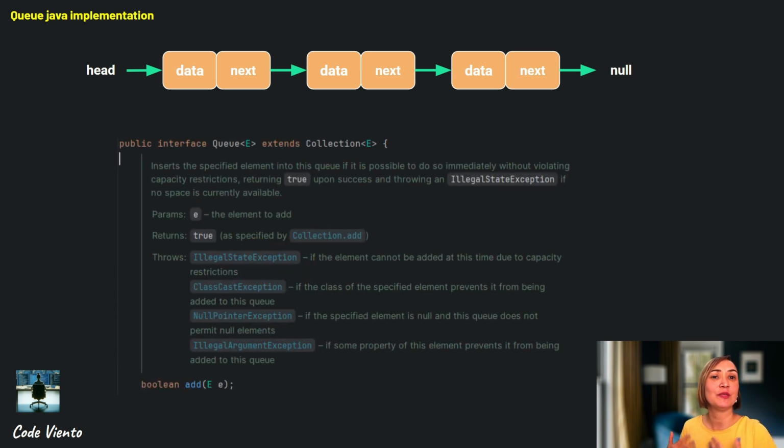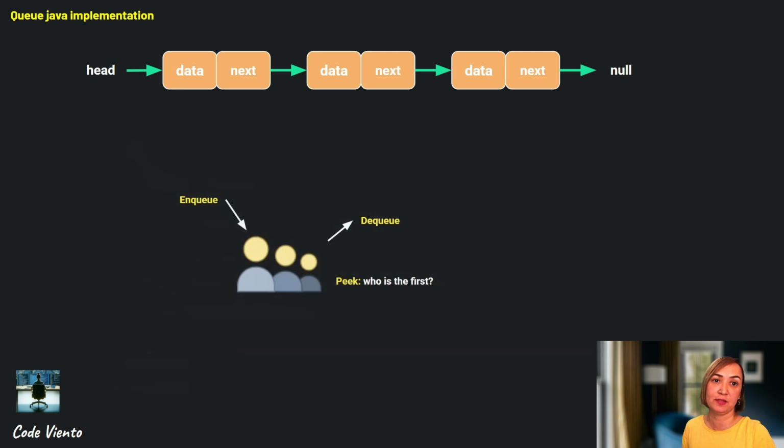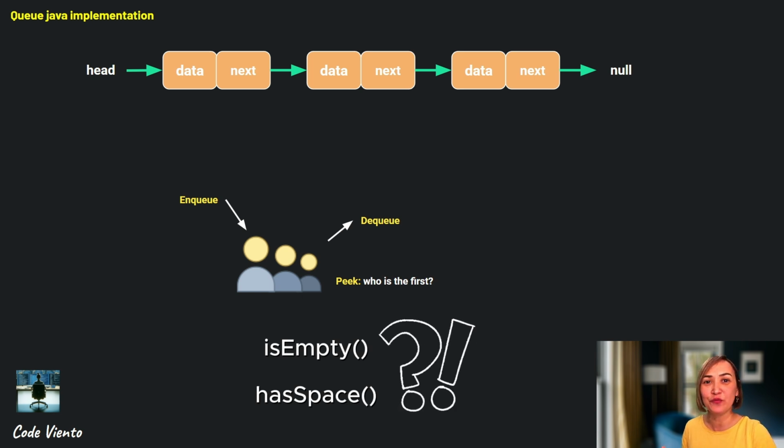Java provides a built-in queue interface. Why will we implement it in Java? Implementing it yourself helps you understand how queues work under the hood, and this knowledge is essential for coding interviews and performance optimizations. By the end of this video, you'll have a fully functional queue class with methods for enqueuing, dequeuing, peeking, and checking if the queue is empty or full.